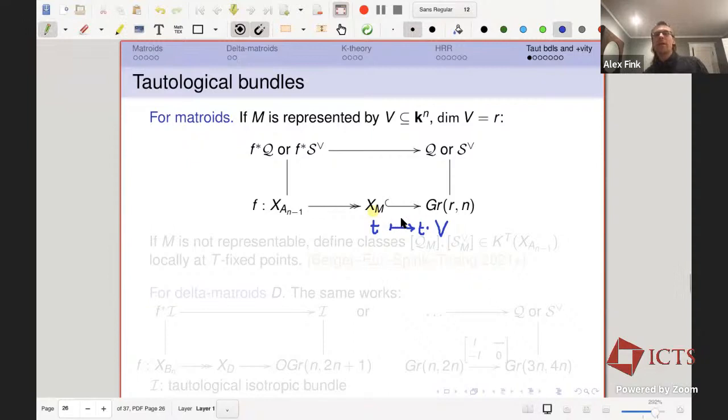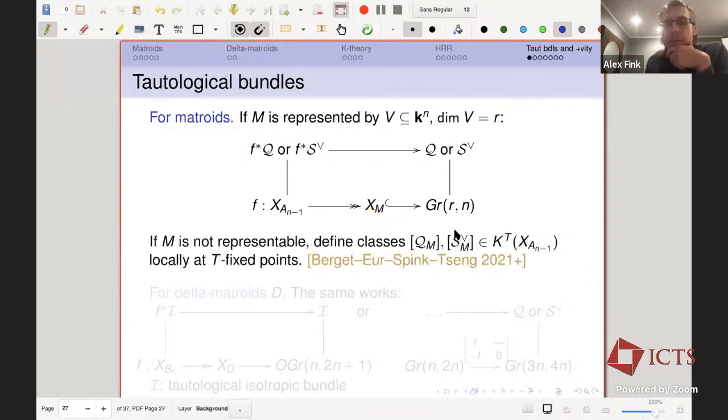That toric variety embeds in the Grassmannian, and so now I can resolve it to the toric variety of my type A fan and use that to pull back a vector bundle, like the quotient bundle or the subbundle. It's more useful to use the dual of the subbundle. I pull that back and I get these bundles on my toric variety for the type A_{n-1} fan. That construction assumed there was this linear space V, but if there's not, you don't get a vector bundle, but you do get a K-class of a vector bundle, by doing the local version of this construction. That is also from this paper of Berget, Eur, Spink, and Tseng.